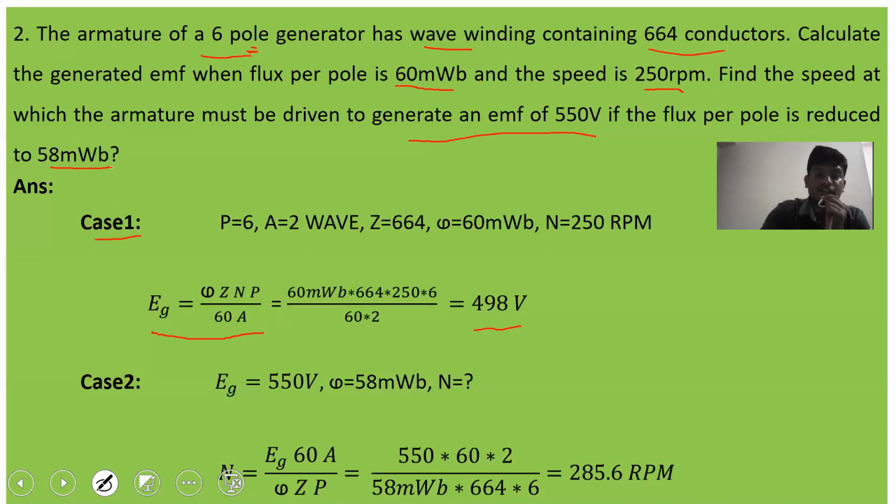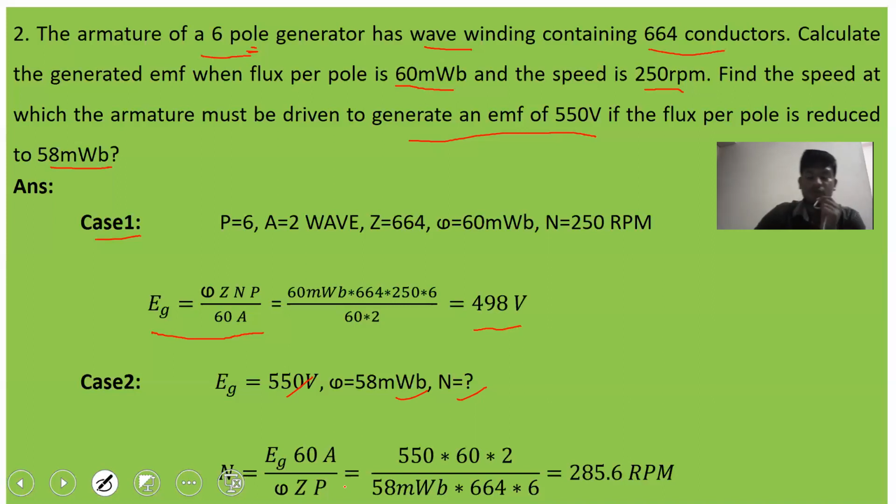So generated induced EMF, that means Eg equals 550 volts, and flux is reduced to 58 milliwebers. Then what is the speed of the machine? I simply take the formula from the EMF equation: N equals Eg into 60A by phi Z P. Here Eg equals 550, A equals 2 for wave winding, phi is reduced to 58 milliwebers, Z equals 664 conductors, P equals 6. So then what happened? We are getting 285.6 rpm.